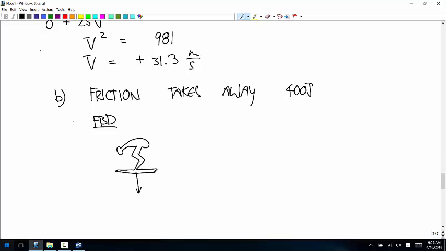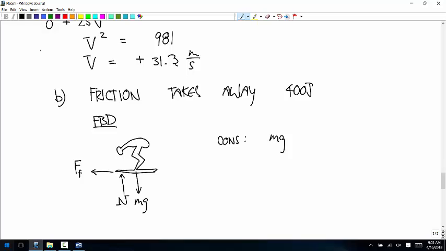There's the weight down. That is, well, I'll just write it like that. There's still the normal force. And now there's a friction force. And so what are the conservative forces? The weight. Anything else?